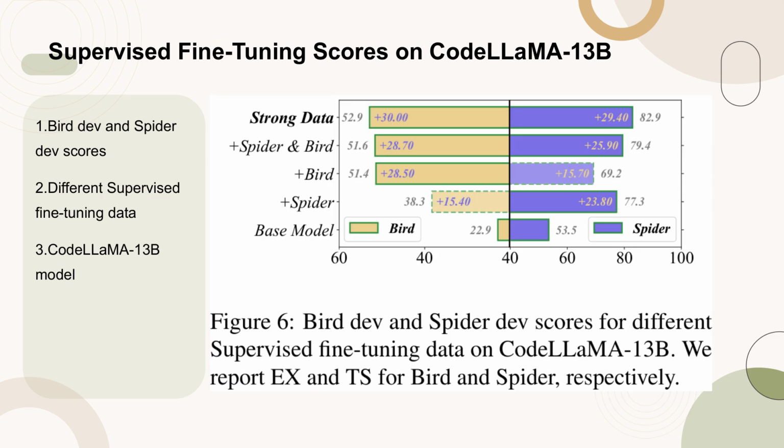Figure 6 presents the development scores for the BIRD and Spider datasets across various supervised fine-tuning data configurations on the Code-LLM-13B model. The scores are reported for both EX, BIRD, and TS Spider, highlighting the performance differences resulting from different fine-tuning strategies. This figure is crucial for understanding the impact of supervised fine-tuning on model performance in specific datasets.